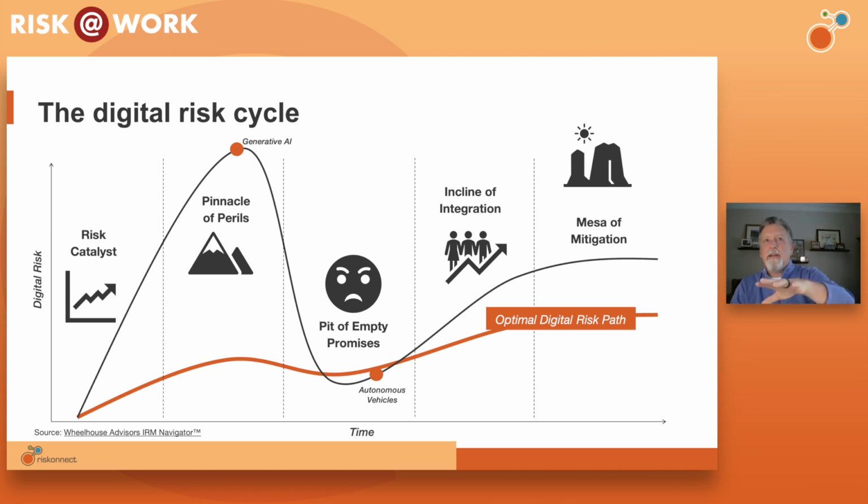Now, as I said in the beginning, the initial cycle is driven by a lack of really mature risk management. But if you start to employ an integrated risk management view, approach, and even technology set, you can find what I call the optimal digital risk path by anticipating the various events that accompany each of these stages. You can certainly lower that pinnacle of peril by quickly understanding the scenarios and incorporating that into the design of a product or a service, and then better manage the increase in risk so that you don't have that volatility through the pit of empty promises on your way to the mesa of mitigation.